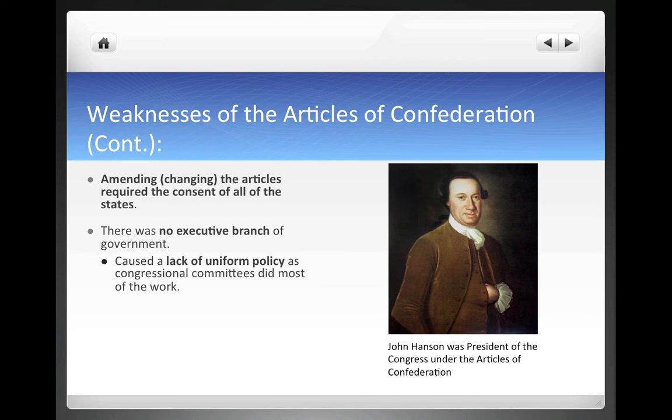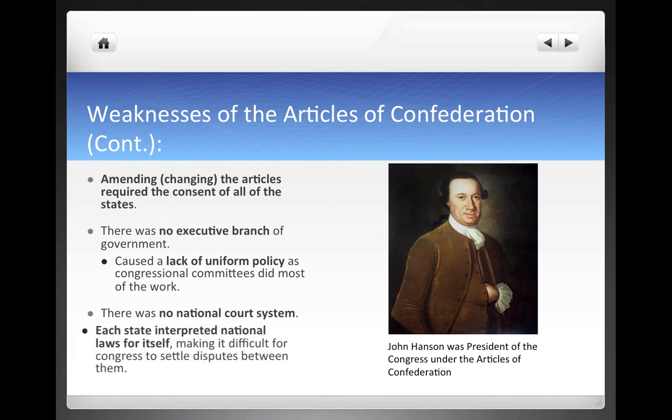John Hanson, to the right, was the president of the Congress under the Articles of Confederation. So he was kind of the head honcho in some respect, but he was not an executive, he was just the leader of Congress. So he had power, but not the type of power that a president would really have. And there was no national court system. And each state interpreted national laws for itself, making it difficult for Congress to settle disputes between them.